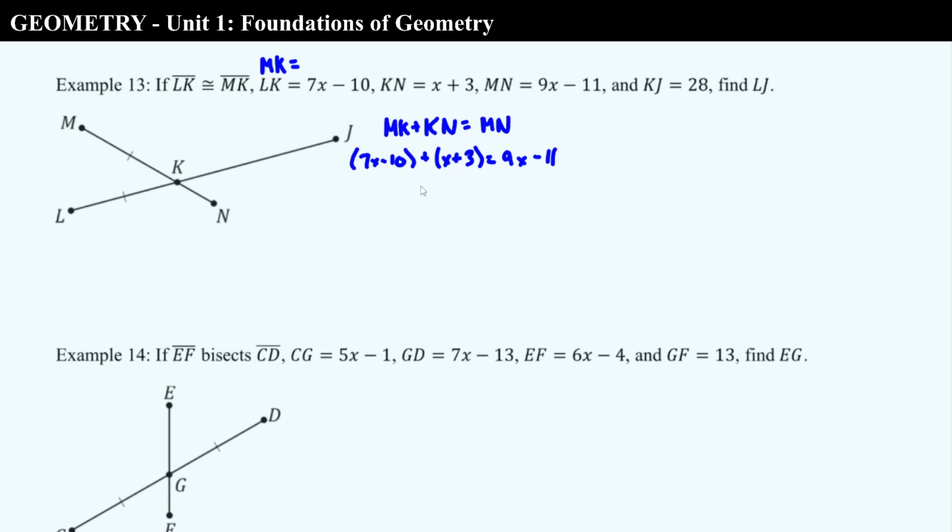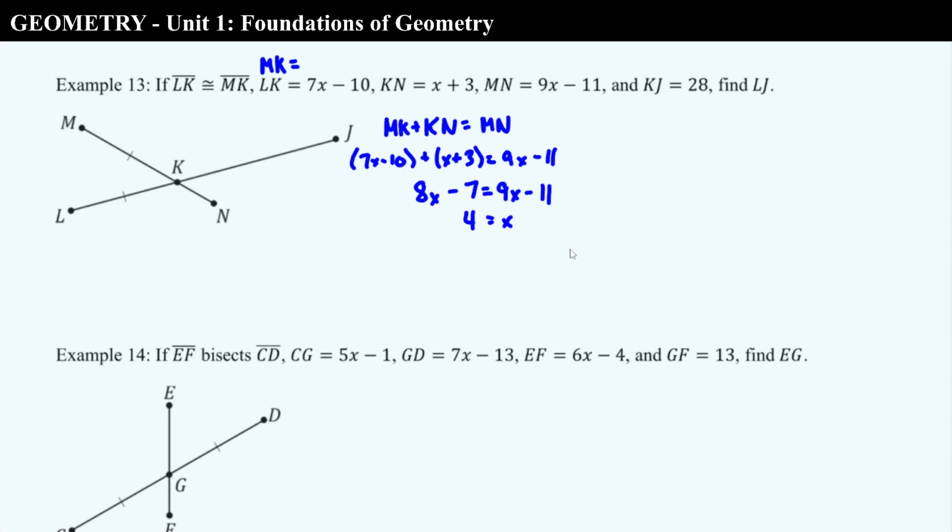7x plus x is 8x. Negative 10 plus 3. So we got negative 10, we're adding 3 to it. That's going to give us negative 7. We still have 9x minus 11 on this side. So let's subtract 8x from 9x, that gives us x. Add 11 to negative 7, that gives us 4. So we know that x equals 4.